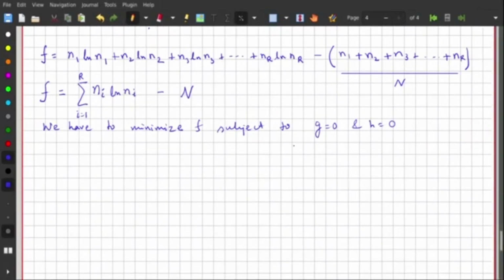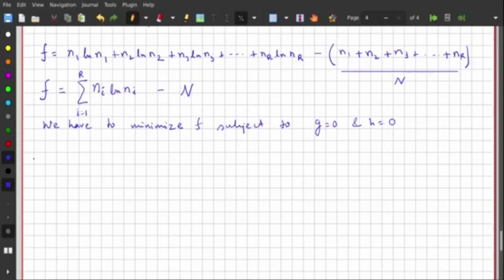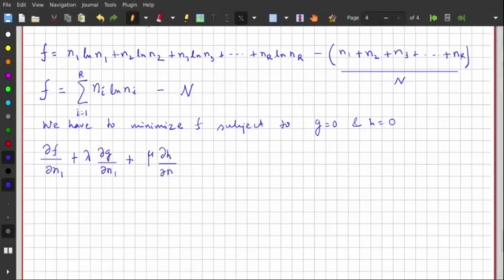So we have two constraints, as you can see, and we have this function with r variables, so you can minimize with respect to r variables. Okay, so let us write all the constraint equations. It will become partial f partial n1, with respect to n1, so if we vary just n1, plus the first Lagrange multiplier lambda times partial g partial n1 plus mu partial h partial n1 equals 0. So that's the first equation.